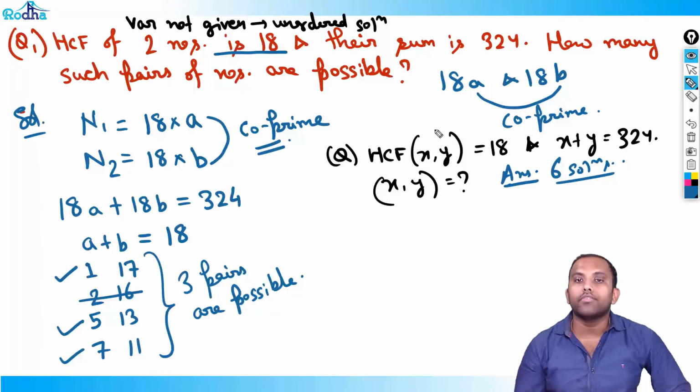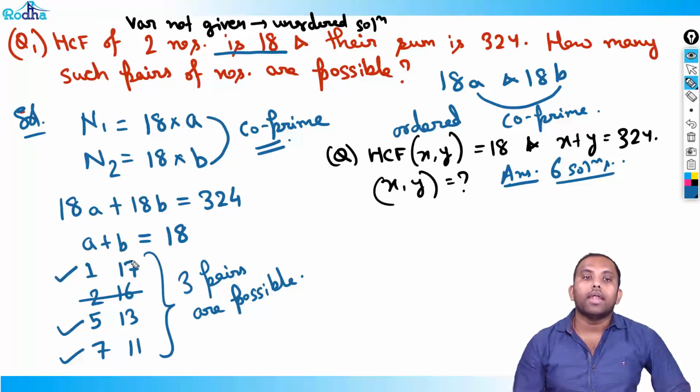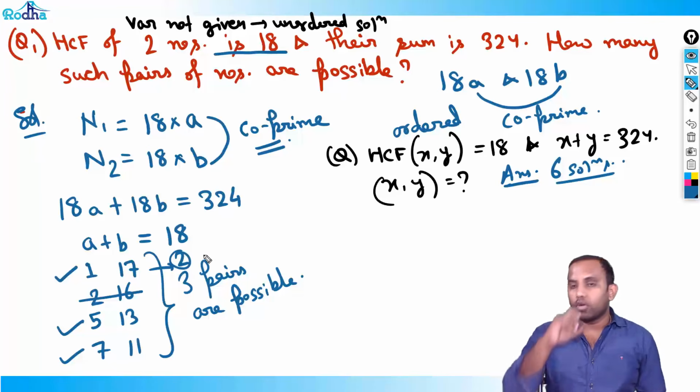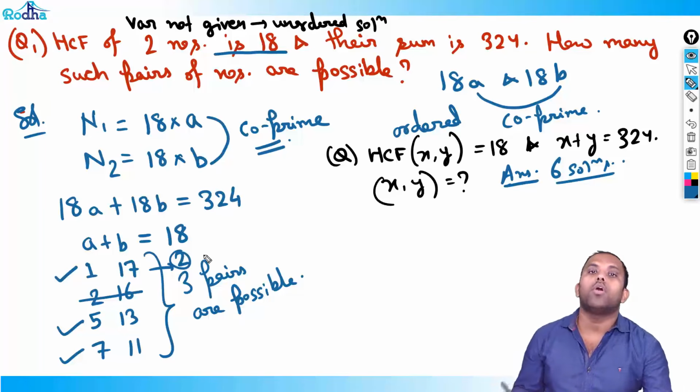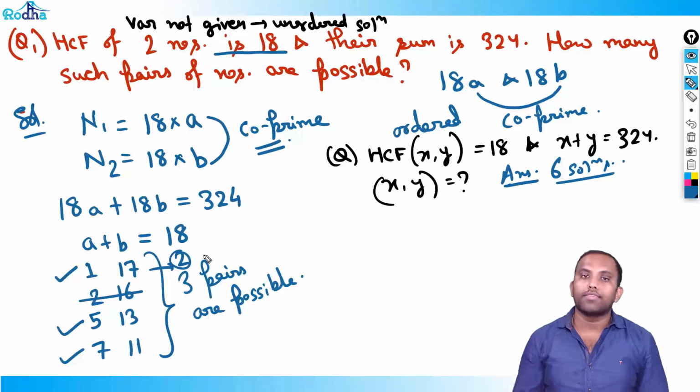Because variables are given, this is the case of ordered. In ordered, A is 1 and B is 17, and A is 17 and B is 1. Each pair will be counted as 2 solutions. So there are 3 pairs, and each pair is counted as 2 solutions. So 3 into 2, 6 solutions. So 6 is the answer. Correct. So, got this concept, right? Always, if variables are given, ordered; if variables are not given, unordered. As simple as this.